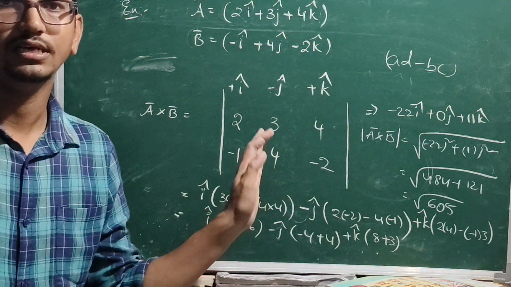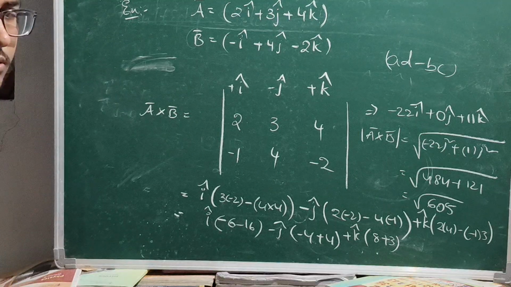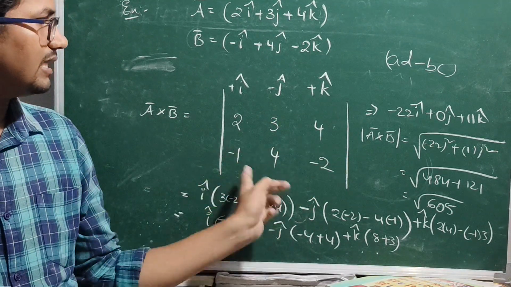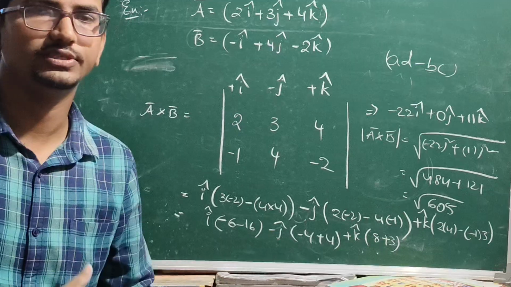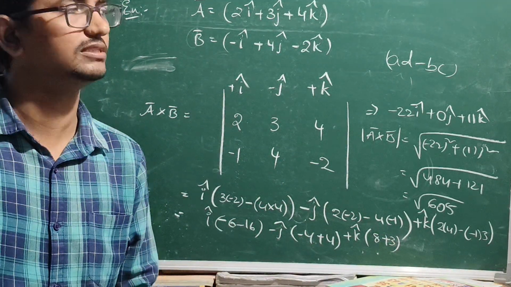Are you able to understand? This is very important for doing the vector or cross product. We can do this in a matrix form. Whatever the given problem, we can do this in this way. This is the process of doing the sum in the vector or cross product.